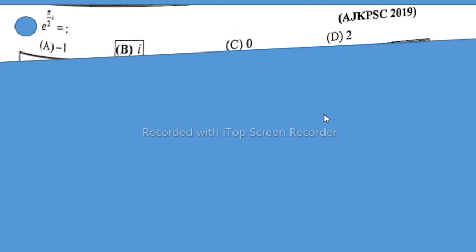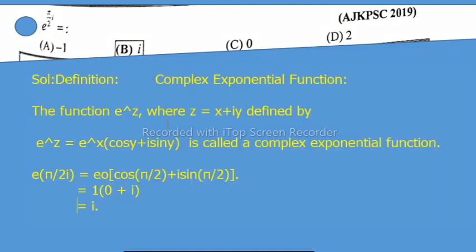In this lecture, I will solve AJK PSC 2019 MCQs, that is e power pi divided by 2 iota is equal to. Solution. Definition: complex exponential function. The function e power z, where z is equal to x plus iota y, defined by e power z is equal to e power x into cos y plus iota sin y, is called a complex exponential function.